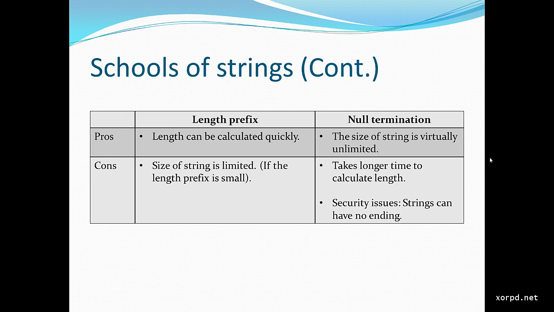Strings that are represented using the null termination method can have no ending. Basically, if you forget to put the zero terminator, or maybe if some error occurs and the zero terminator is gone, the string just keeps going until the next zero terminator is found. And this could cause some kind of security issues. We are not going to get into this now, but you should have this in the back of your mind.